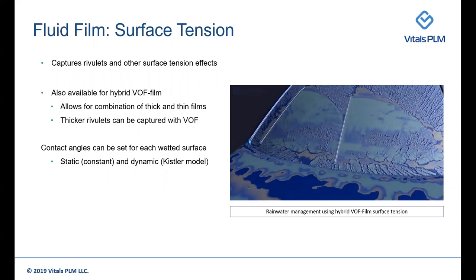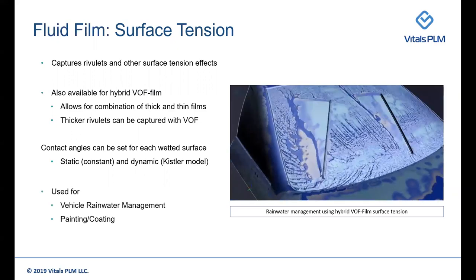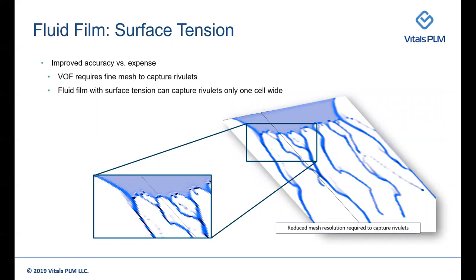Again, here to account for the surface tension, the contact angles can be set using available models, both as static or dynamic Kistler model. With implementation of surface tension inside the fluid film, it is able to improve accuracy against the computational expense. With the VOF approach, it requires a fine mesh to capture rivulets, whereas with the fluid film approach, the surface tension effects can be easily captured with one cell wide, keeping the accuracy by minimizing the computational expense to model the rivulets in this example.